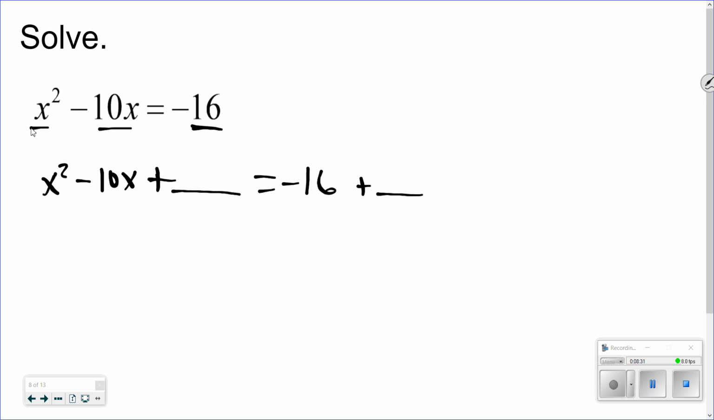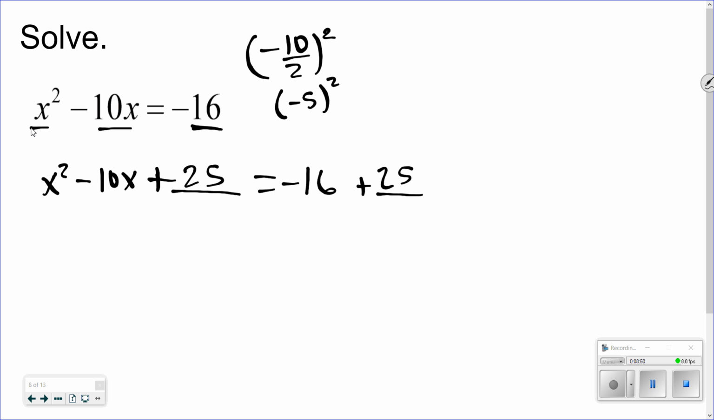Okay, now just complete the square over here. So same thing we've been doing. Take the negative 10, divide it by 2, and square it. Well, negative 10 divided by 2 is a negative 5. Negative 5 squared is 25. So I need a plus 25 right there. Well, if I add 25 to the left side, I have to add 25 to the right side.